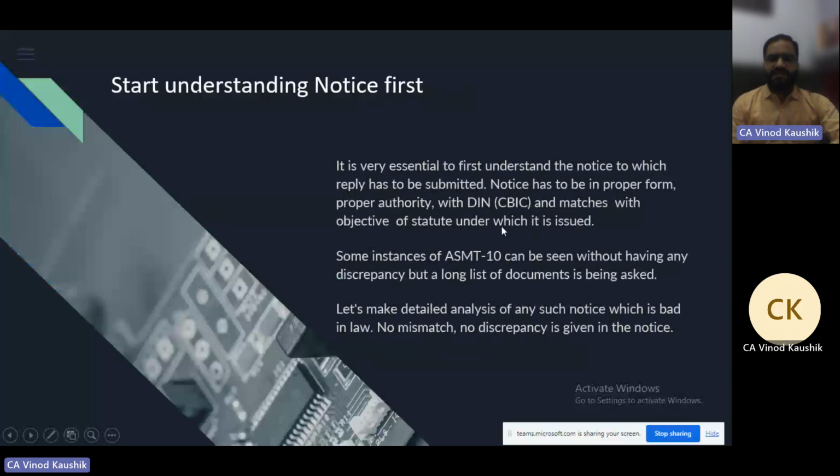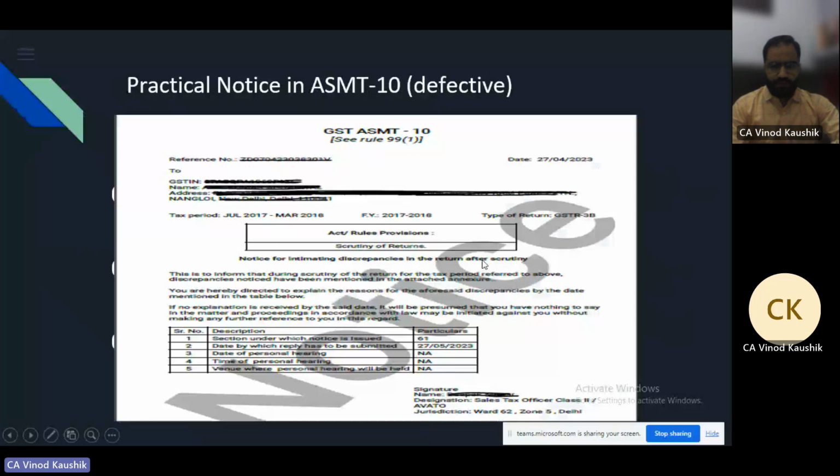So we have seen some instances wherein ASMT 10 is issued without having any discrepancy, but a long list of documents is being asked. Let's make a detailed analysis of any such notice which is bad in law, with no mismatch, no discrepancies given in the notice. Now I'm showing that notice to you.